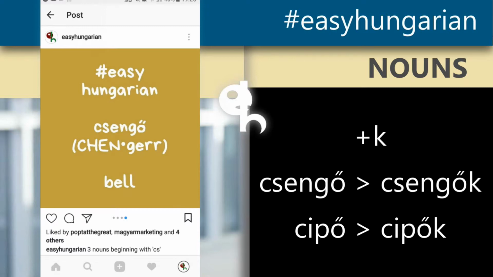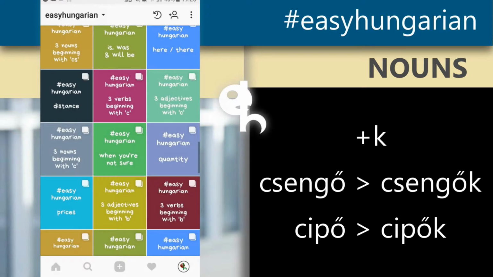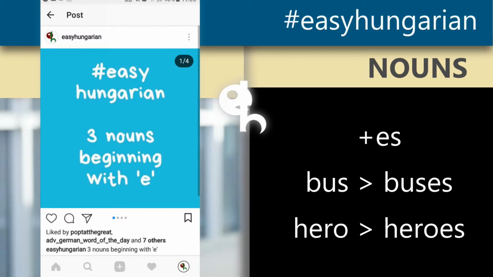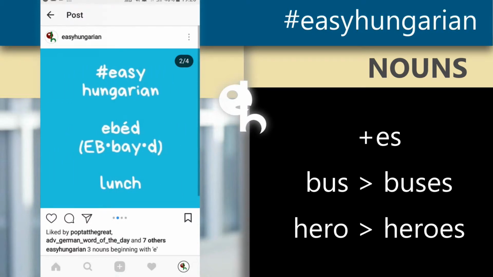But even in English we do add extra letters sometimes in order for the word to make sense when it's made plural. So in English we sometimes add an ES onto the end. For example, bus becomes buses, and hero becomes heroes. And in Hungarian they do add some extra letters, and you can see why.